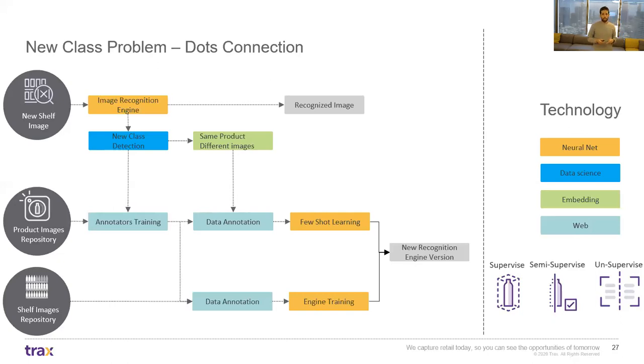So as you can see here, we have multiple processes and multiple capabilities for a variety of technologies. We have neural networks, we have data science, we have embedding space, we even have web. And we can also classify them by their learning methodology. So the few-shot learning and the image recognition engine is supervised learning. The similarity search over embedding space is semi-supervised. And our new class detector is unsupervised. So there are a variety of capabilities and technologies. Let's dive into this new class detection.